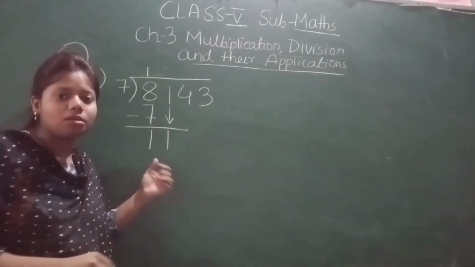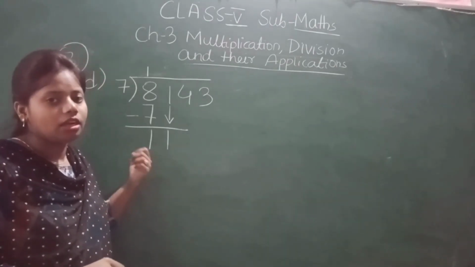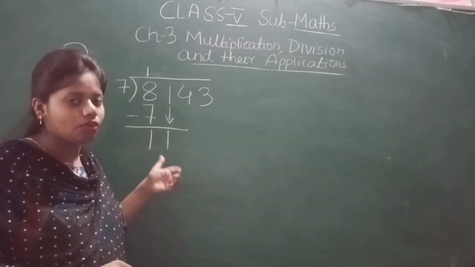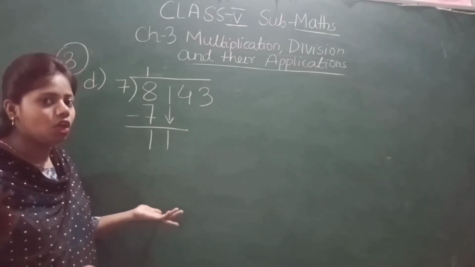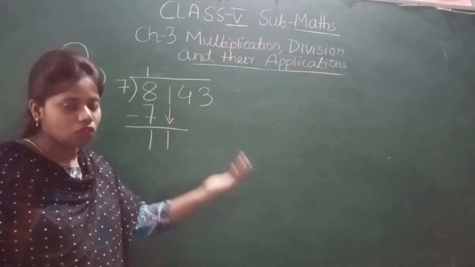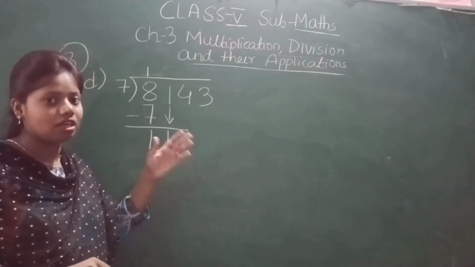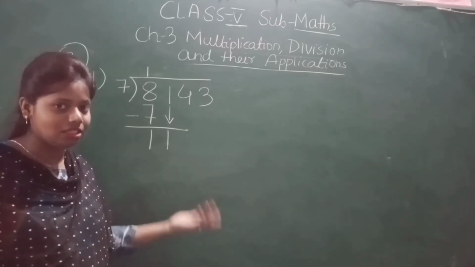Now, does this 11 come in the 7 table? No, we have to write the number less than 11. Because 7 1s are 7, 7 2s are 14, and 14 is greater than 11. We will write the number which is less than 11, that is 7.